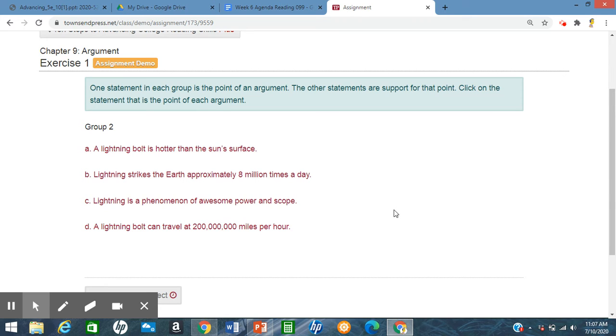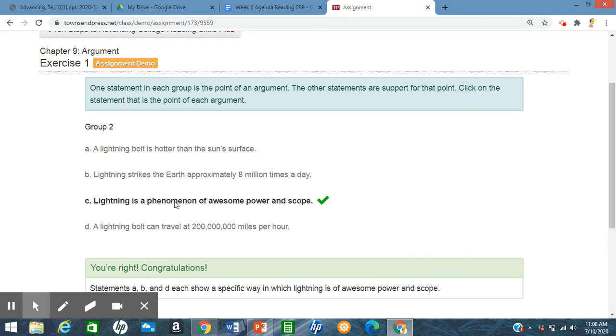So we know it's about lightning. But that can't be the argument because it's just one statement comparing how hot the lightning bolt is to the sun, and we don't have supporting details. So we know it's going to be support for the lightning. So the only thing we are left with is C. That is our argument, C.